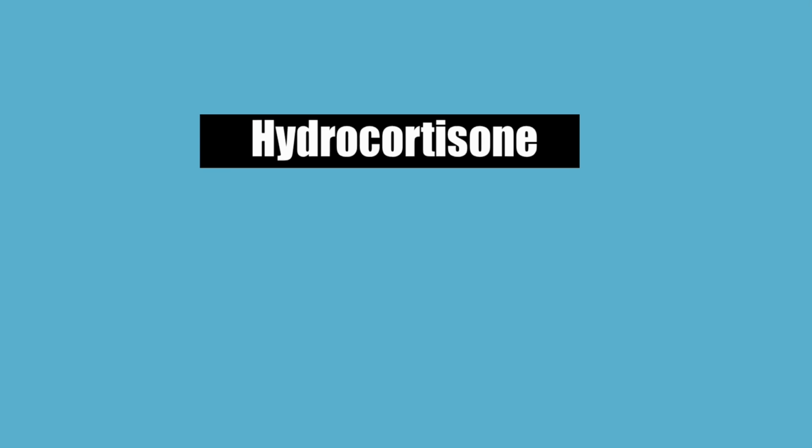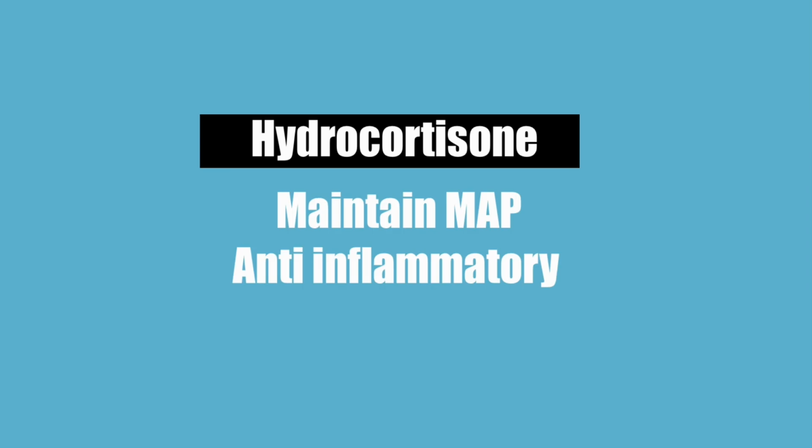So now let's talk about hydrocortisone. It has equal glucocorticoid and mineralocorticoid potency. This drug can be used in certain conditions like sepsis, where we need to maintain the mean arterial pressure, and at the same time need a drug to decrease the inflammation to a certain extent. So that's why in sepsis guidelines we have hydrocortisone.